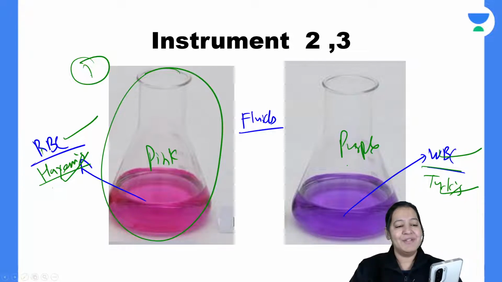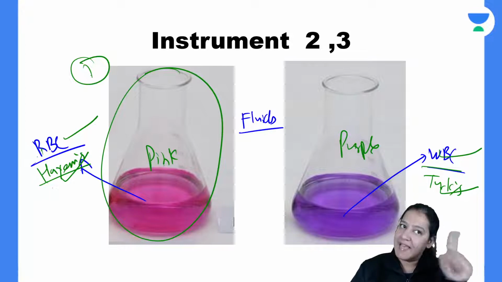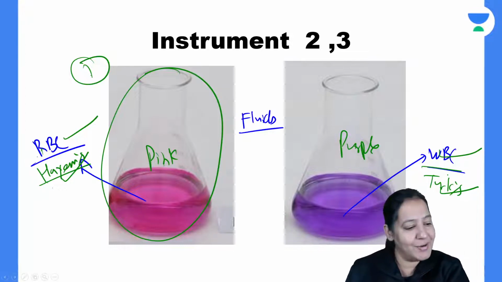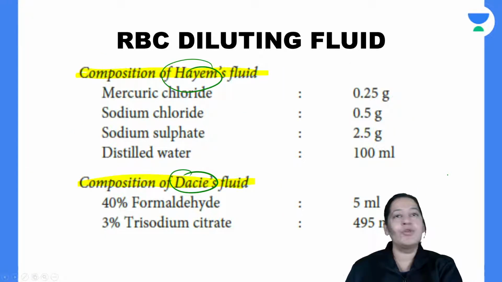Okay. So anyone, do you have these fluids in your college? I'm asking you now. Please answer. So the pink one is RBC diluting fluid known as Hayem's fluid, and purple one is WBC diluting fluid known as Turk's fluid. Right? Okay. So Yashwant is saying, no, you don't have these fluids.